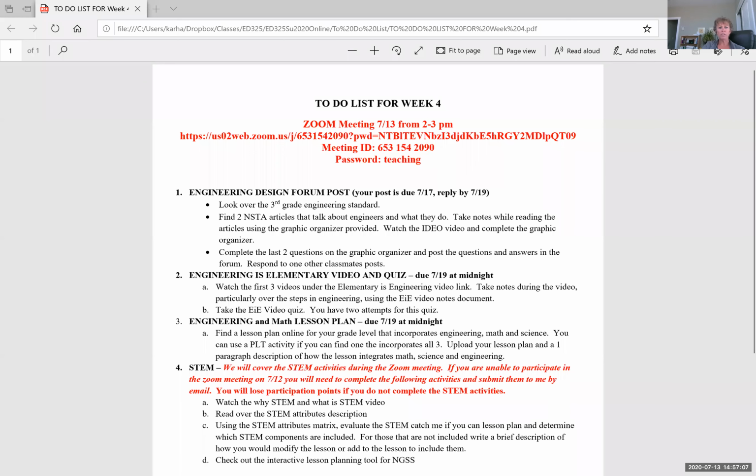So I'm going to go over real quick what we're going to do this week for engineering. Keep in mind that these will build into your final project, where you'll be writing up an outdoor school lesson plan that incorporates all of this together. I'm going to share my screen one more time and talk about the to-do list for week 4. I'm also going to look at the Moodle shell so you can see where this is.